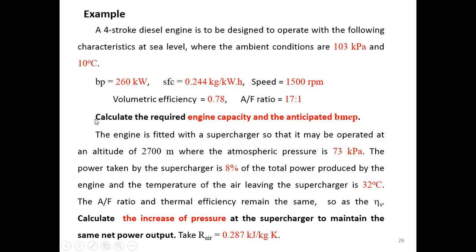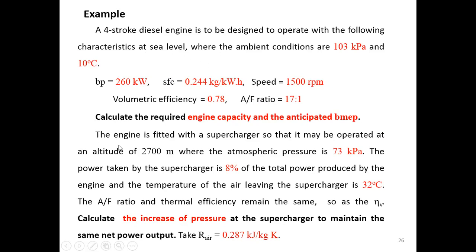The first calculation that you have to do is to calculate the required engine capacity and the anticipated mean effective pressure. So this is the first question, for this engine.